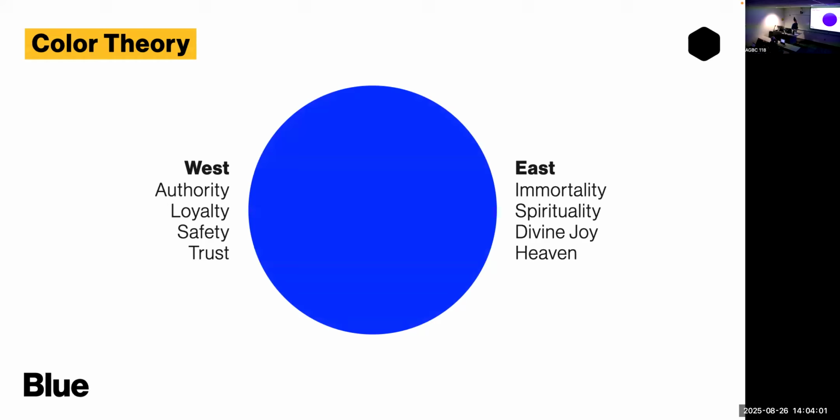So let's try blue. Blue in the West can often, and these are very simplified terms, they can mean a lot more things than this, but blue in the West often means authority, loyalty, safety, trust, right? Whereas in the East, it might be immortality, spirituality, divine joy. I'm sorry, did I say immorality? I meant immortality. Two very different things. Divine joy and heaven. All right, so another quick experiment. Okay, a couple of you. Yeah, all right, so see, we're already seeing how culture can have a little bit of a divide.